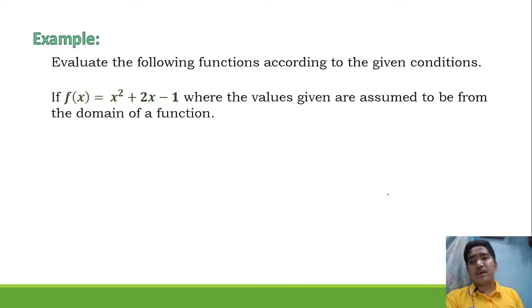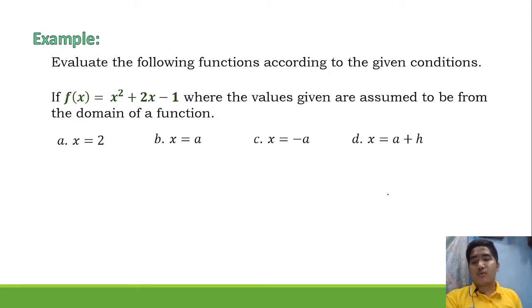For example, evaluate the following functions according to the given condition. If f of x is equal to x squared plus 2x minus 1, where the values given are assumed to be from the domain of the function. Letter A, x is equal to 2. Letter B, x is equal to a. Letter C, x is equal to negative a. And letter D, x is equal to a plus h.